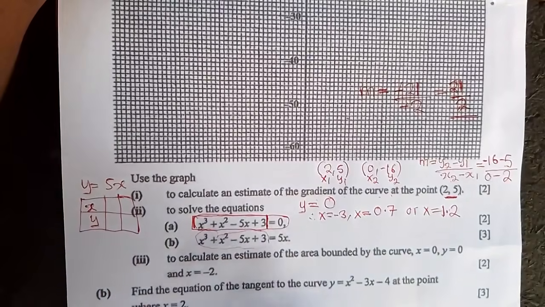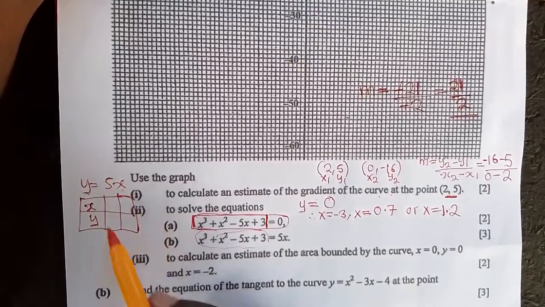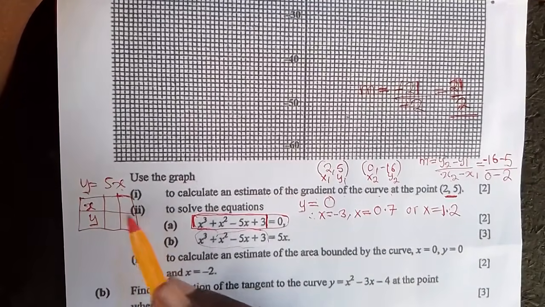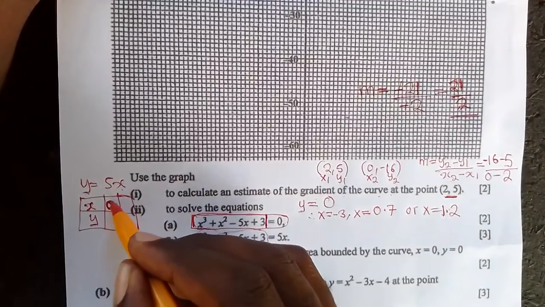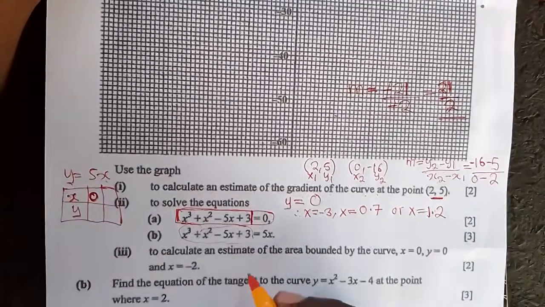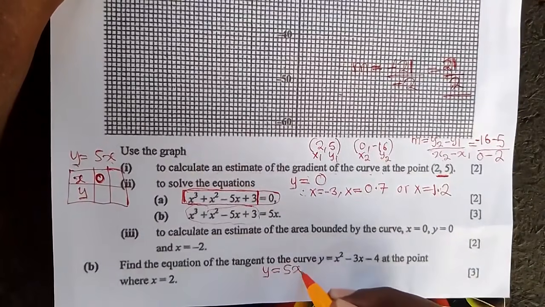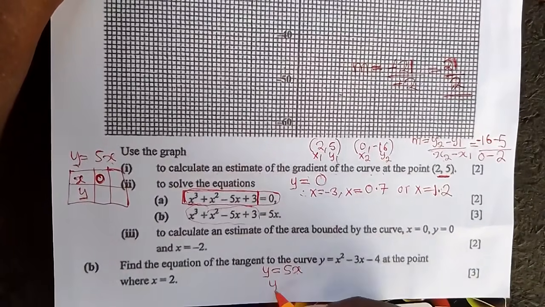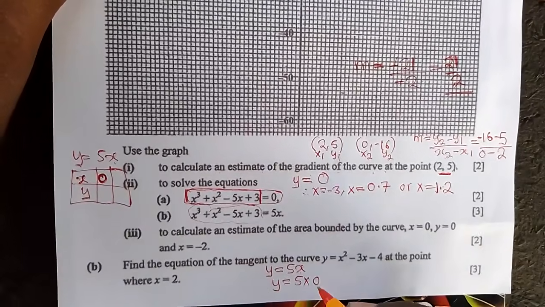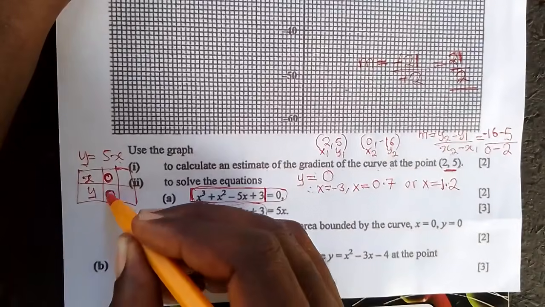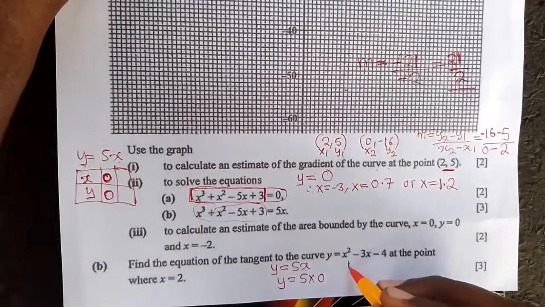So I told you that whenever you've got y and x in the same equation, you need to put a table of values. So if x is 0, have you seen? This is the equation which we are given: y is equal to 5x. We are told that x is 0, so y is equal to 5 times 0. So y is also 0. Let's say x is 1.